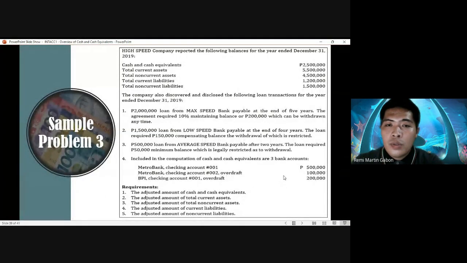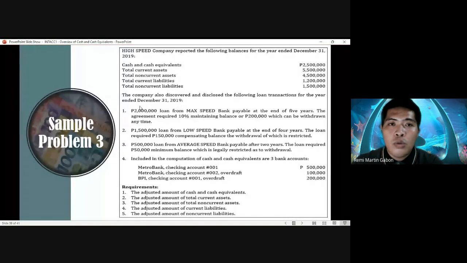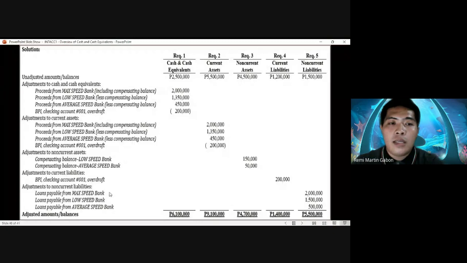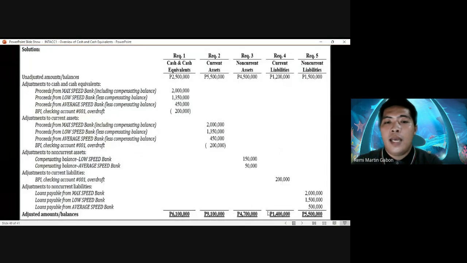Then yung adjustments to non-current liabilities, yung amount ng loan natin sa mga banks. So yung buong 2 million, buong 1,500,000, and buong 500,000 are adjustment to non-current liabilities. Kasi nga, why non-current liabilities? 5 years, 4 years, 2 years. Yan. Ito yung ating adjusted amounts.